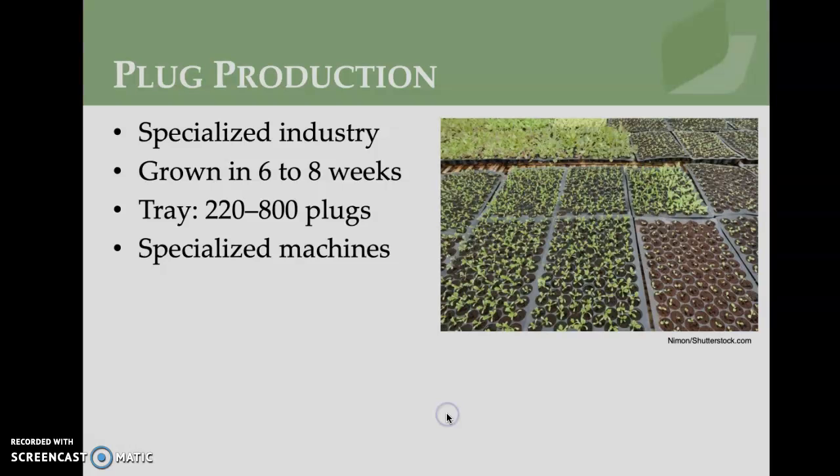Plug production. So these are going to be, if you can see here, these trays, they have little plants growing. It's kind of like we talked about before with the plugs. They'll grow in there for about 6 to 8 weeks, and that's at that point that greenhouses would sell them or transplant them.